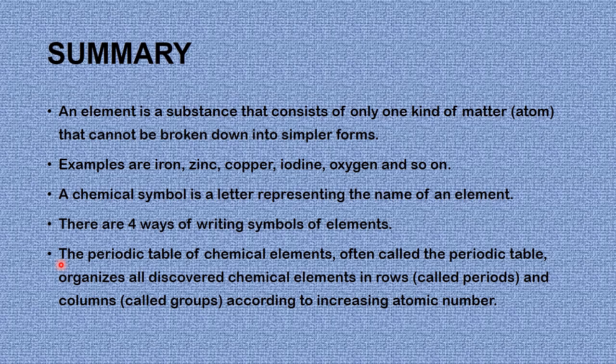Now let's take a quick look at the summary. An element is a substance that consists of only one kind of matter or atom that cannot be broken down into simpler forms. Examples are iron, zinc, copper, iodine, oxygen, and so on. A chemical symbol is a letter representing the name of an element. There are 4 ways of deriving the symbols of elements. The periodic table of chemical elements, often called the periodic table, organizes all discovered chemical elements in rows called periods and columns called groups according to increasing atomic number.